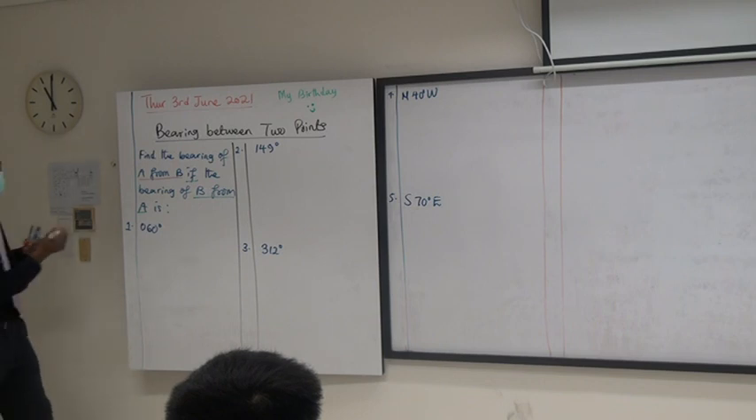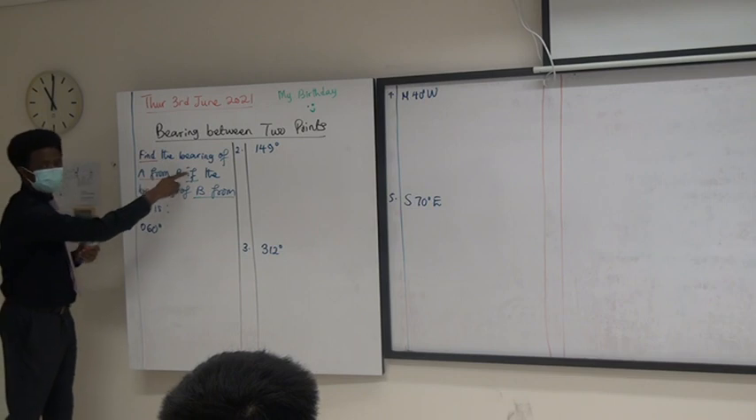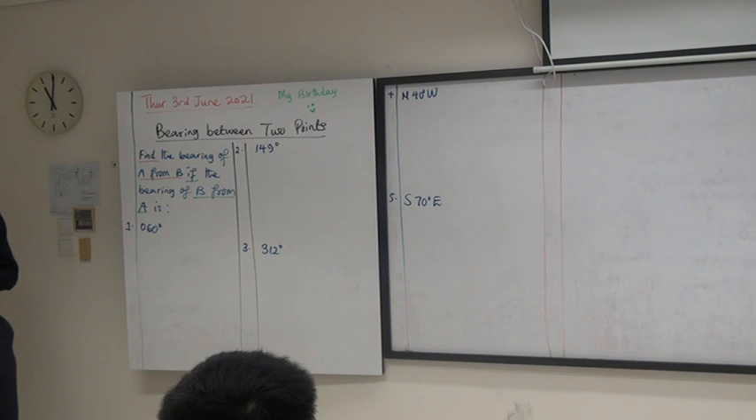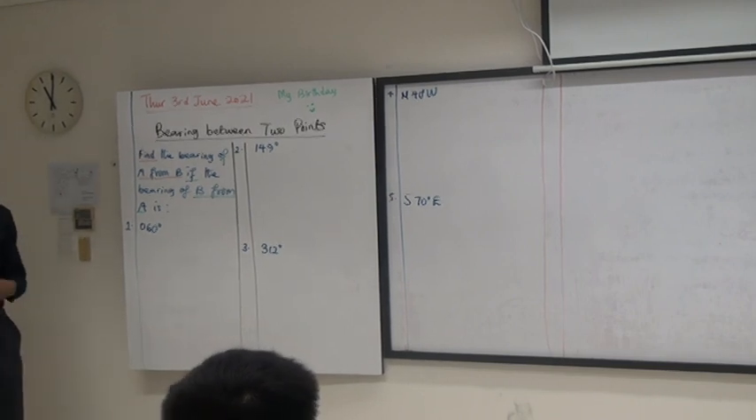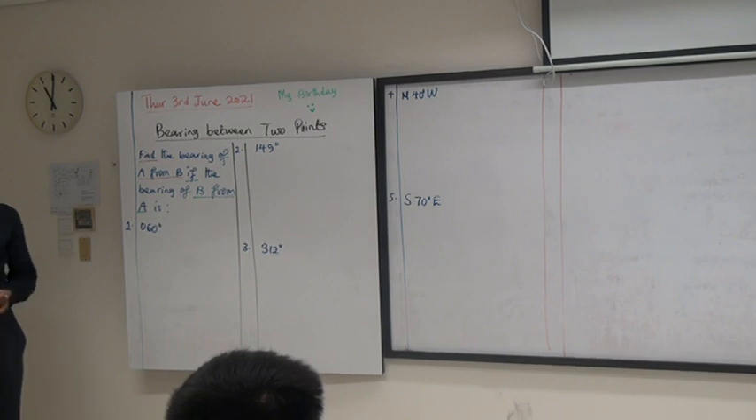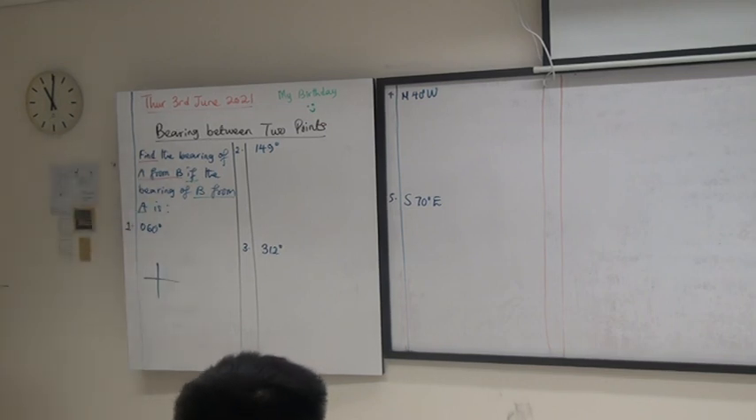Does this make sense? I'm trying to find the bearing of A from B. "If" means this is what has been given: B from A. Understand that? B from A means you start drawing from A or B? A. Are you sure? No, for B. So if I draw a picture now, is this A or B? That's my question. B. You sure? A. You sure?